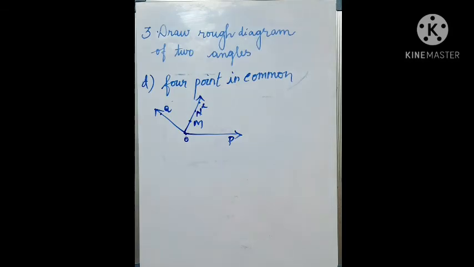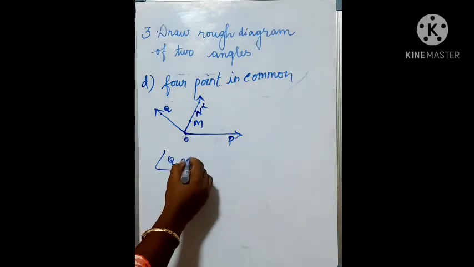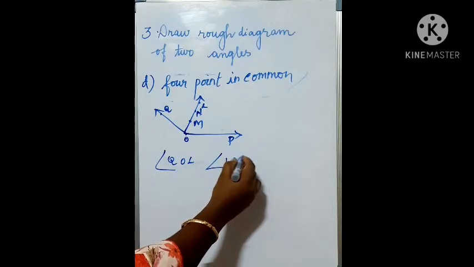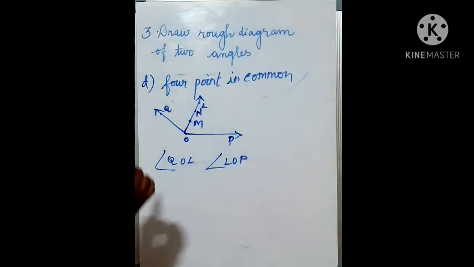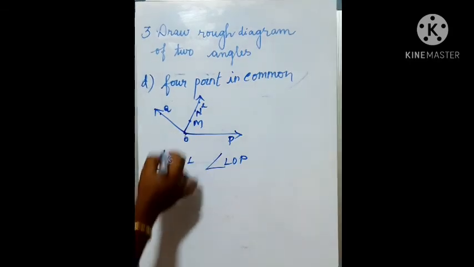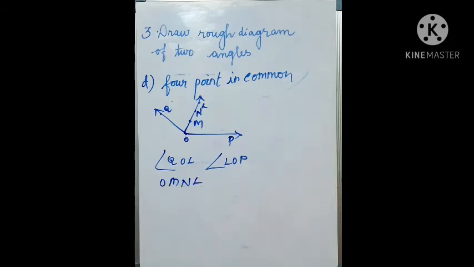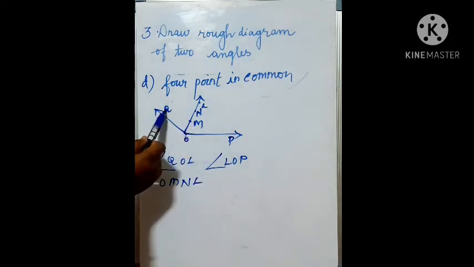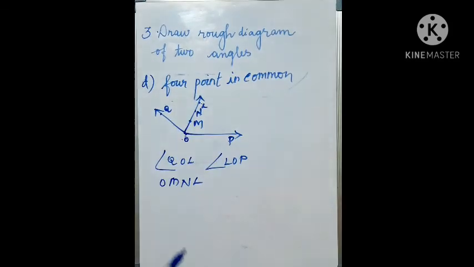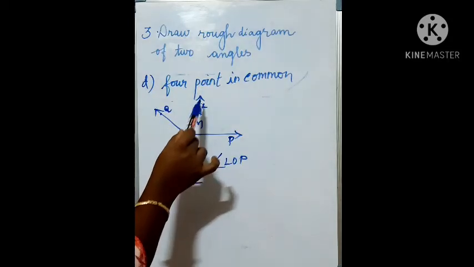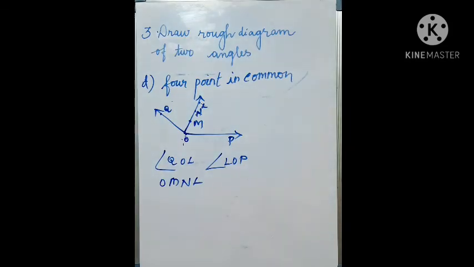So you can have an angle of QOL and angle LOP. Now you have 4 points. How do you have 4 points here? O, M, N and L. So these are the 4 points in common. So what are the angles formed here? QOL and LOP. Is it clear? In that you have points. Understand? What are the points? O, M, N, L are the 4 points in common.